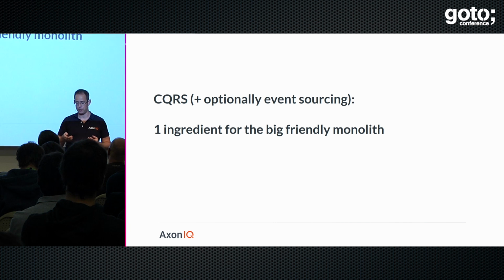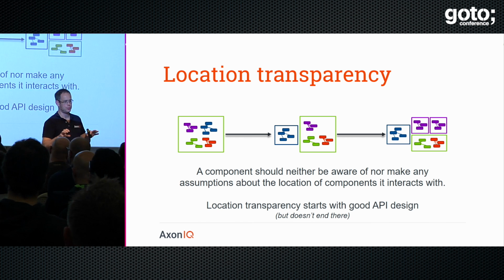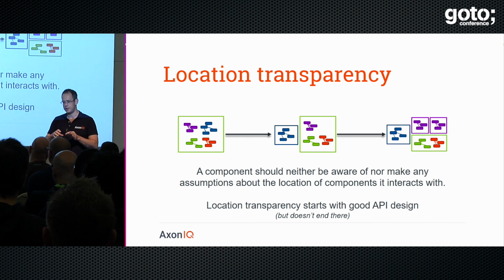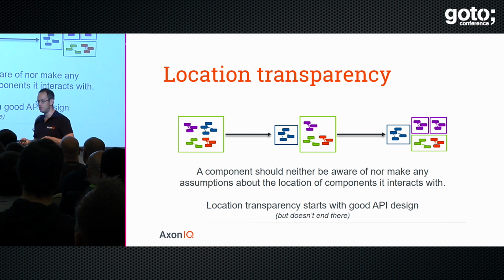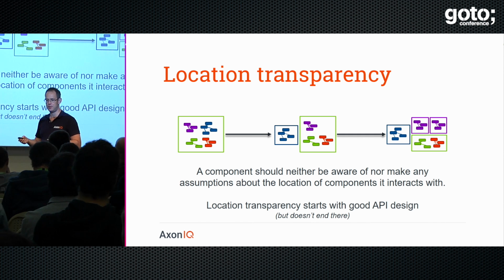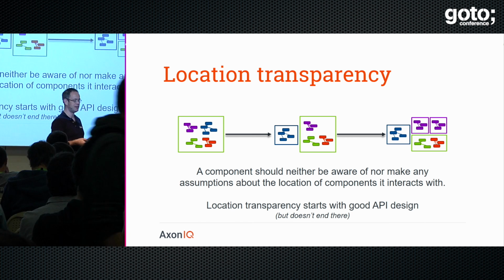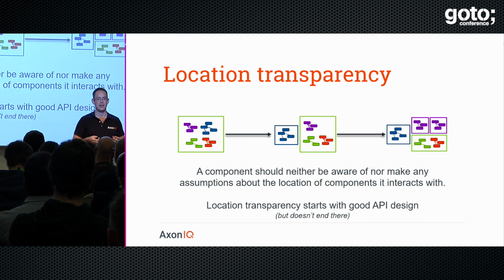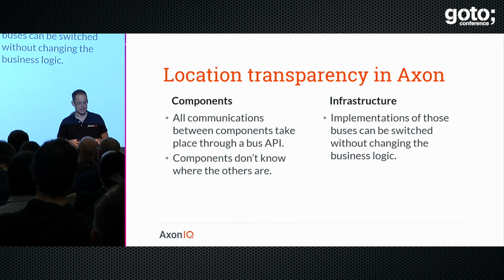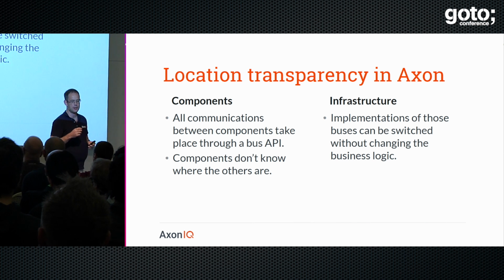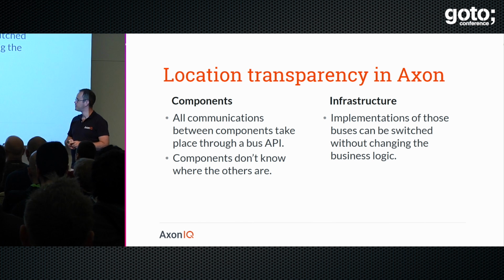There's just one other thing that you will also need, and that's location transparency. If those various components assume that they're all on the same server, then you cannot get into microservices. If they always have to communicate via a bus or something, then you're kind of in this place where you're starting with microservices from the beginning. So you want to abstract that away and allow evolution in that dimension. So the way we do that in Axon is that all communications between those components take place through a bus API, so just a set of Java classes.